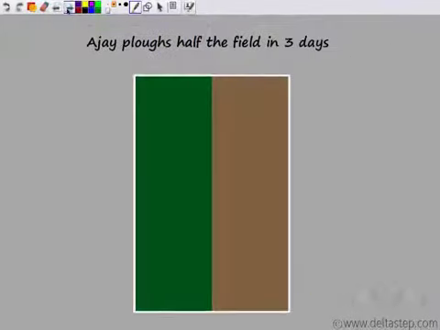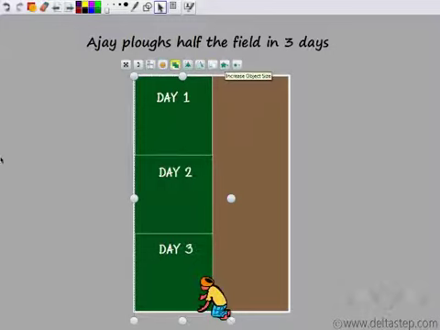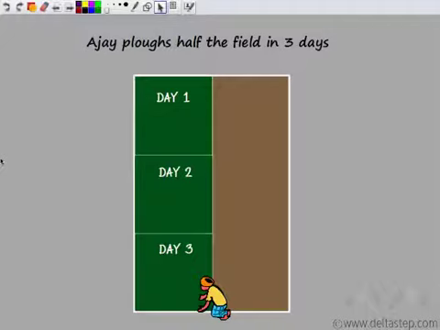Now let's visualize this. This is half the field which he has to do. If this is the entire field, this is half the field. And you can see that in 3 days, day 1, day 2, day 3, he would complete this half field. And that's what we'd seen, that he plows half the field in 3 days. This is what we got applying the mathematical formula.